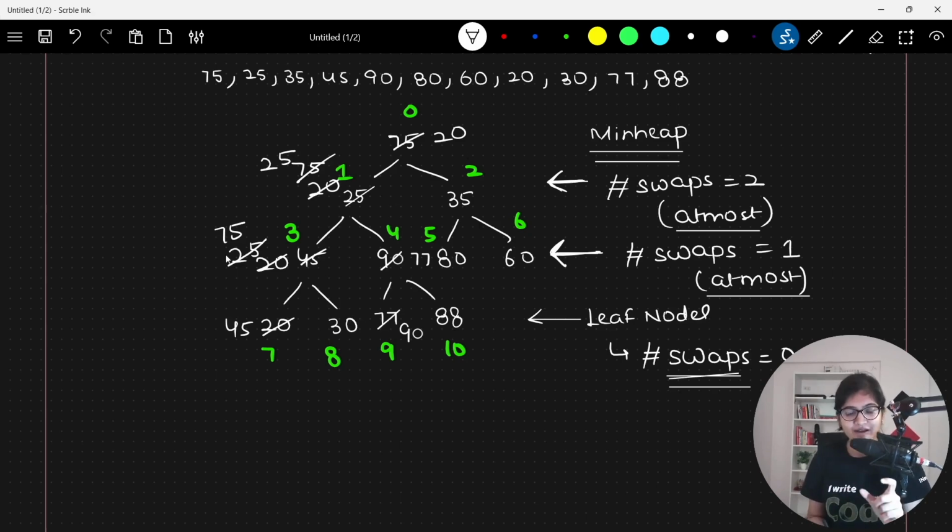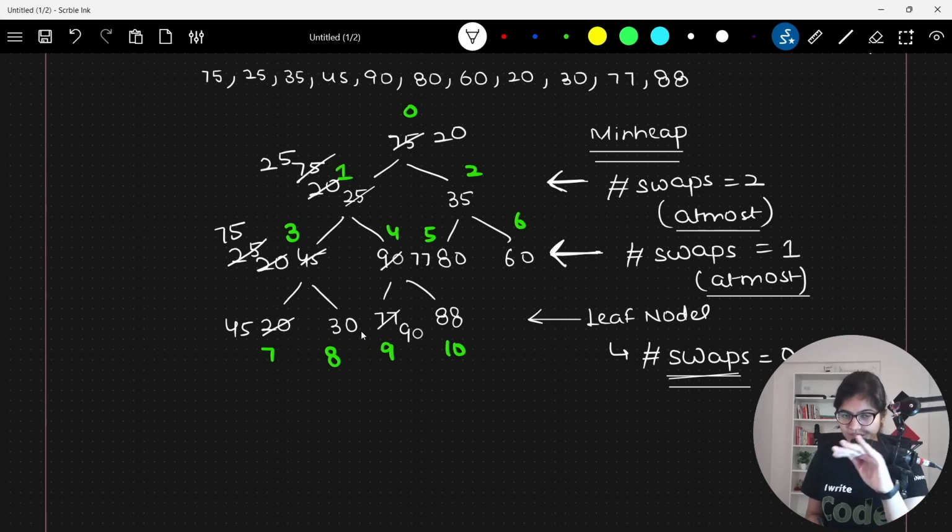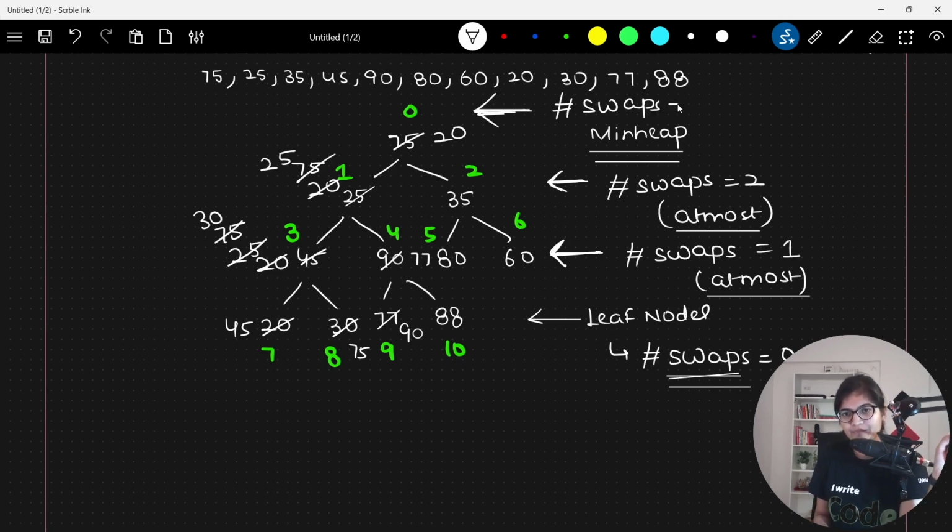Again, here a swap will be required between 75 and 30 as well, because 30 has a lower value compared to 75. And usually the child node will have higher data. So again 75 will go here and 30 will go here. All in all, I think now it is fine. So in the worst case scenario, this is what happened in our scenario as well. The number of swaps will be equal to 3.